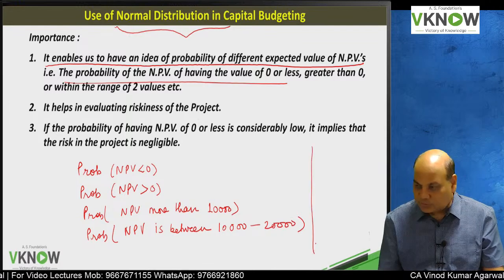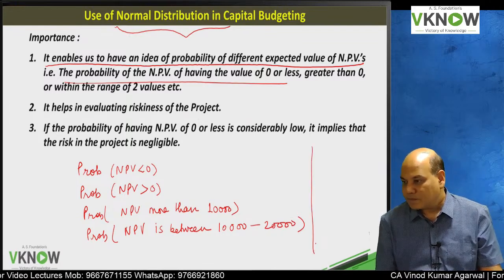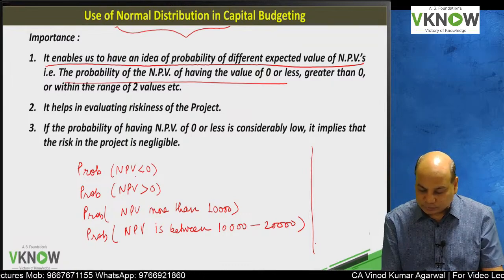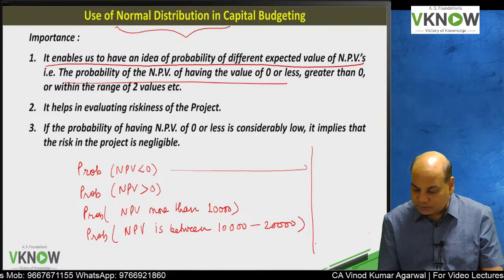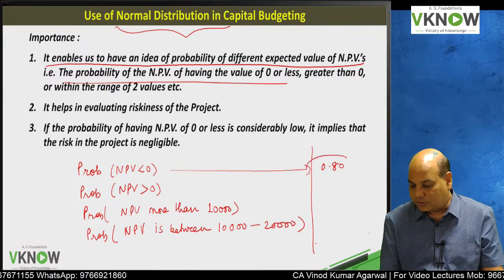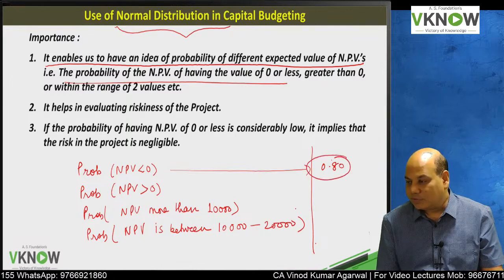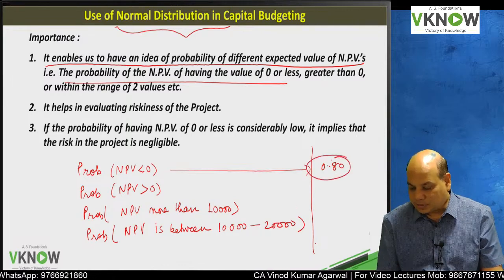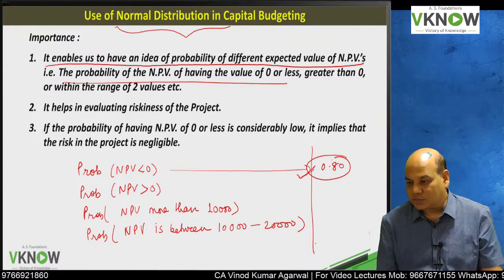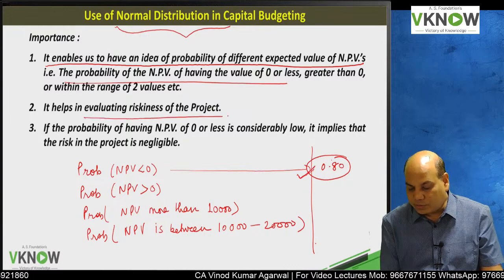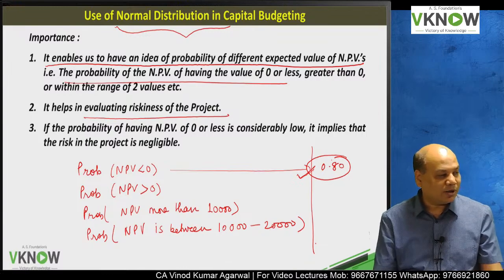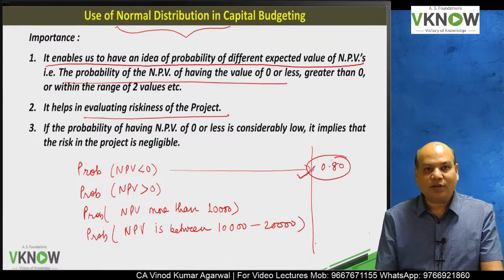Now what is the purpose of knowing the probability? How are you benefited by knowing the probability? If probability of negative NPV is suppose 0.80, it is very high, and therefore you may not like to start the project. Knowing the probability helps us to understand the risk.